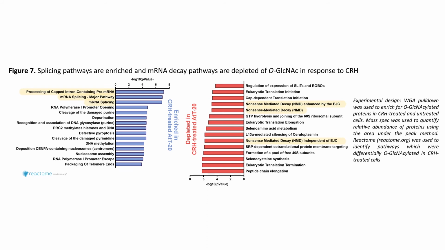In order to better understand which pathways were involved in the O-GlcNAc dependent stabilization of POMC mRNA, we used mass spectrometry of cells treated with CRH and untreated cells to see which pathways were more or less O-GlcNAcylated in the context of stimulation by CRH. We found particularly that pathways involved in mRNA splicing were enriched with O-GlcNAcylation, and pathways involved with nonsense-mediated decay were depleted in CRH-treated cells. This suggested to us that the stabilization is occurring through the increased proper splicing of POMC mRNA and associated decreased decay of incorrectly spliced mRNA.